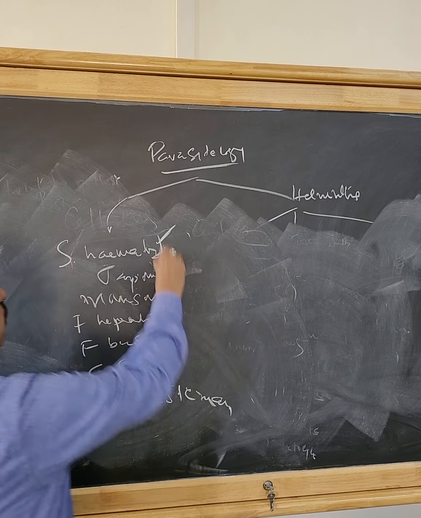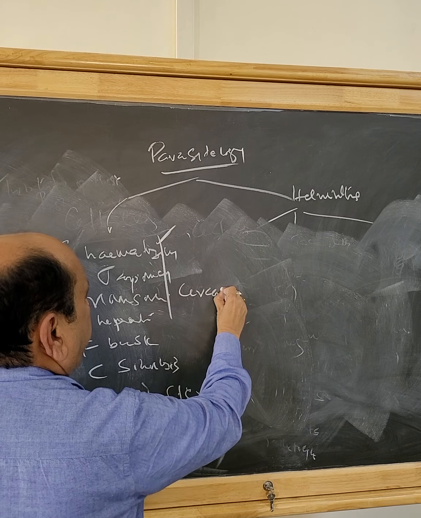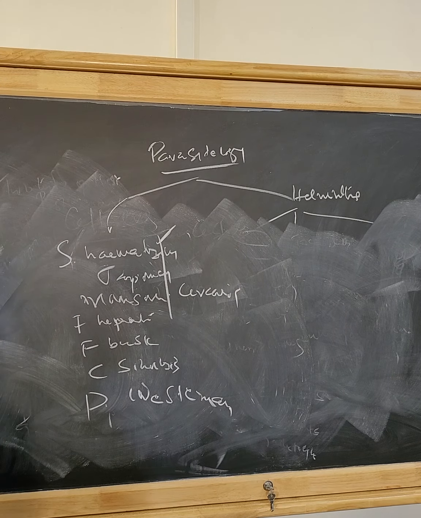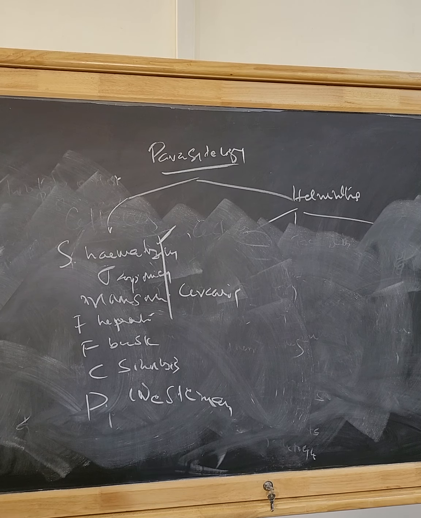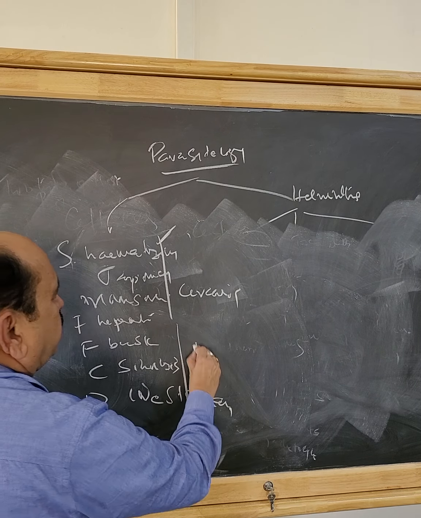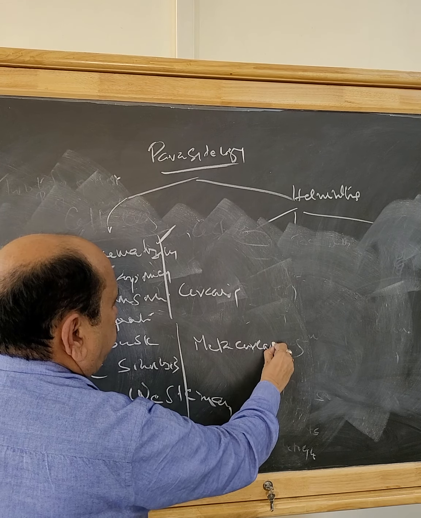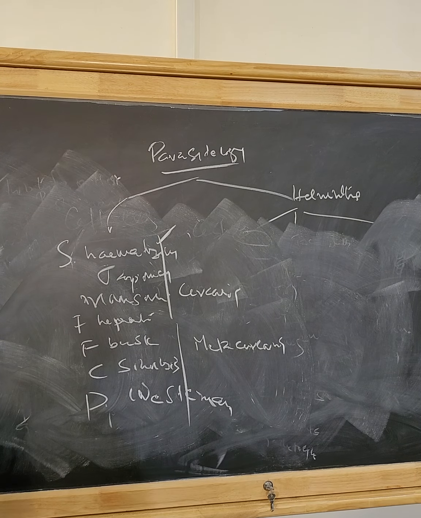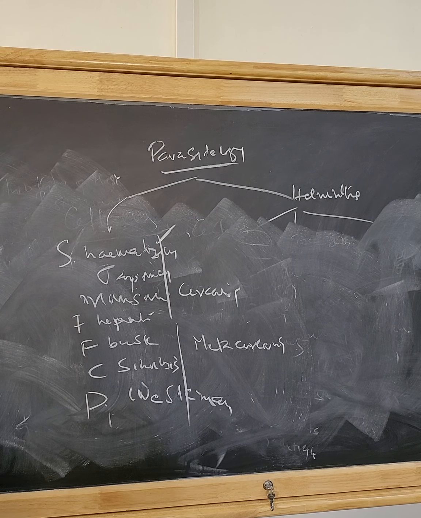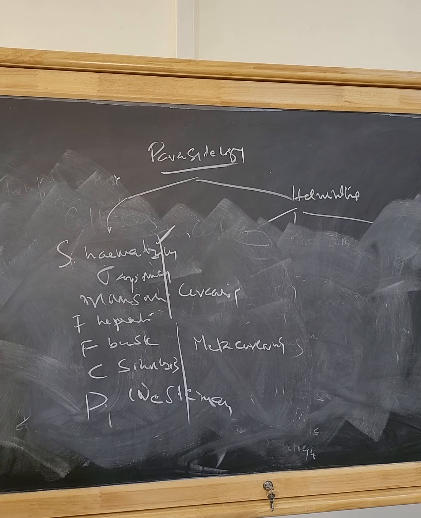So all this, you remember, cercaria is the infective form. Through the skin they come up. Here it is metacercaria, the infective form.